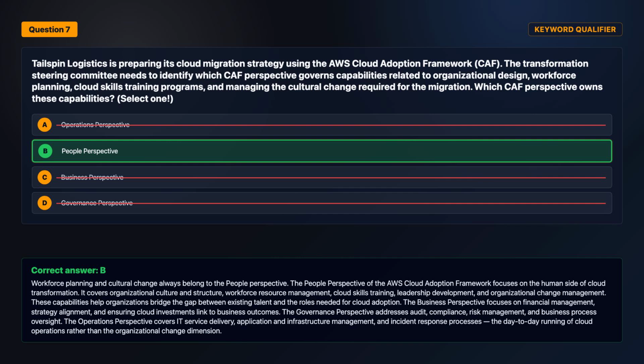The business perspective focuses on financial management, strategy alignment, and ensuring cloud investments link to business outcomes. The governance perspective addresses audit, compliance, risk management, and business process oversight. The operations perspective covers IT service delivery, application and infrastructure management, and incident response processes, the day-to-day running of cloud operations rather than the organizational change dimension.